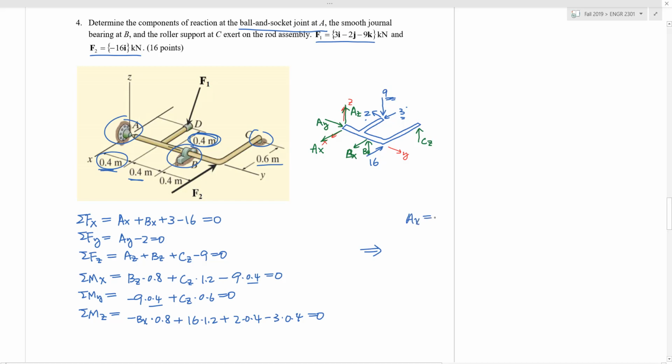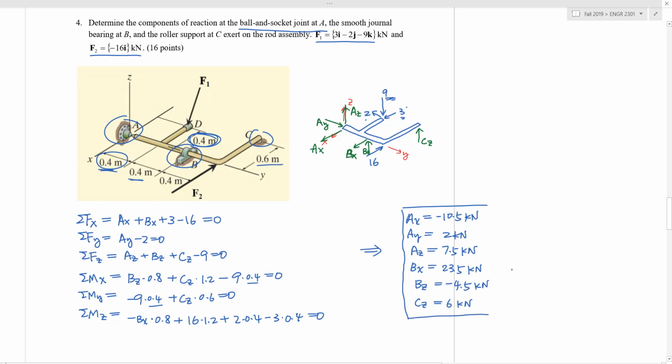As a result, AX equals negative 10.5 kilonewton, AY equals 2 kilonewton, AZ equals 7.5 kilonewton, BX 23.5 kilonewton, BZ negative 4.5 kilonewton. Negative sign indicates that the direction is opposite to what we previously assumed, and CZ is 6 kilonewton. And that's the final answer to this problem.